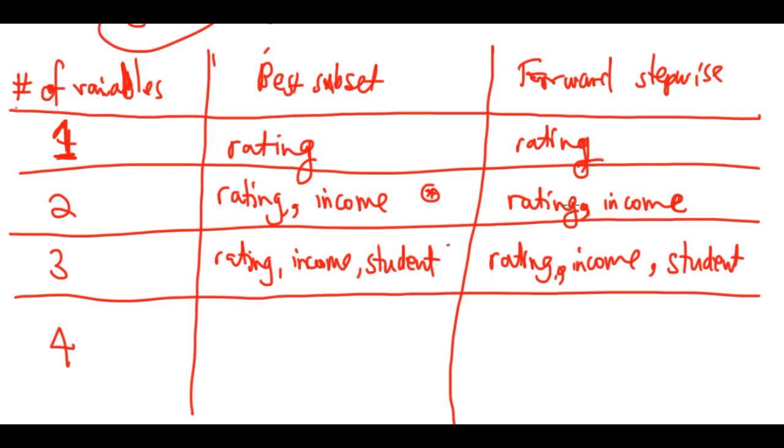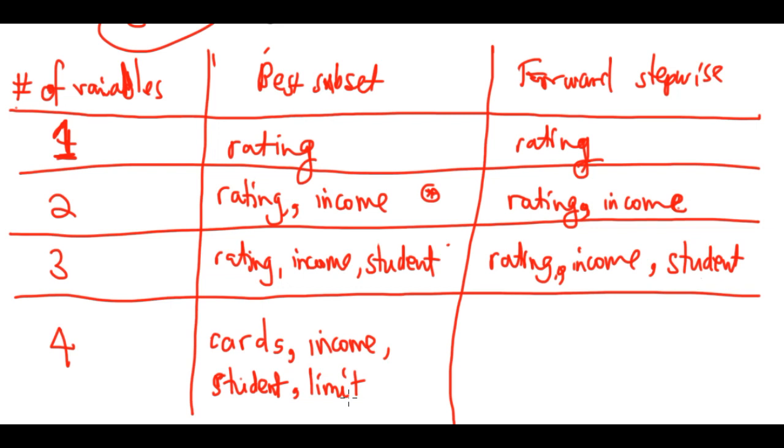For forward, it said, I already have 2. So if I add another variable, which one is going to be the best variable to add? And then it added student. So for best subset, when we have 4 variables, it's going to look at all possible models that can be created using 4 variables. And it's going to tell you that the best one is going to have the number of cards the person has, the income the person has, the student status, whether the person is a student or not, and their limit, their credit card limit. That is the best combination of 4 variables for best subset.